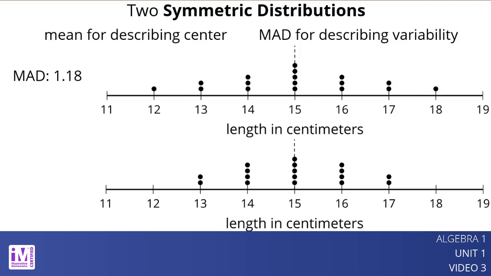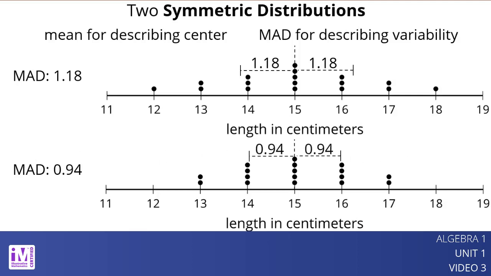The MAD of the first data set is 1.18 centimeters, and the MAD of the second data set is approximately 0.94 centimeters. This means that the values in the first data set are, on average, about 1.18 centimeters away from the mean, and the values in the second data set are, on average, about 0.94 centimeters away from the mean. The greater the MAD of the data, the greater the variability of the data.